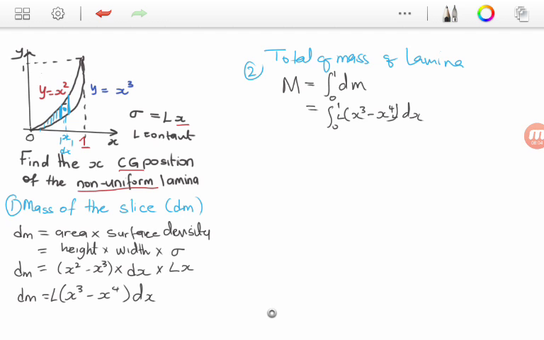So this is a simple integration and we can do this. What we get is L times x to the 4 over 4 minus x to the 5 divided by 5. We're integrating this from 0 to 1. So we find that this is equal to L over 20. So this is the total mass of the lamina. It's L over 20. But still we haven't answered the question. The question was asking for the CG, or the center of gravity of the lamina.